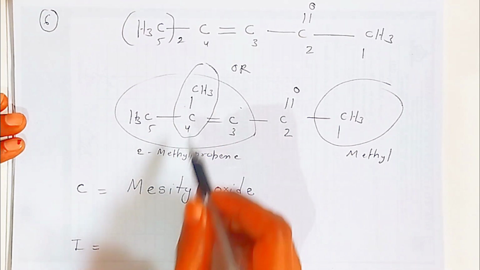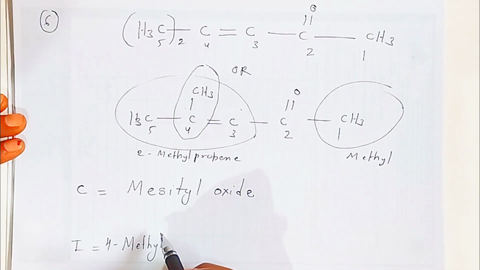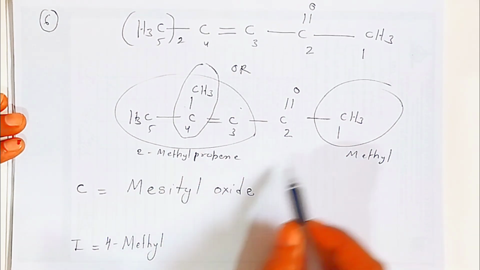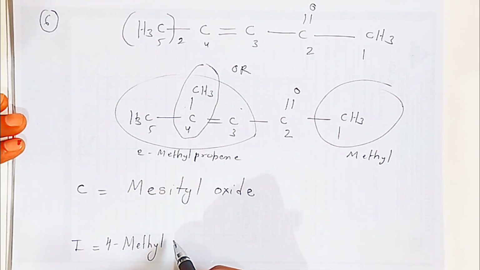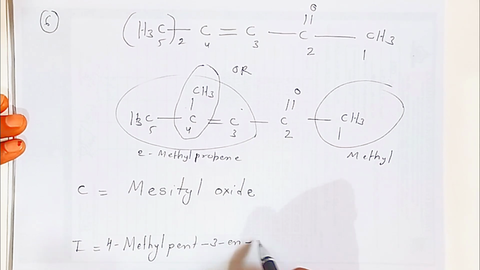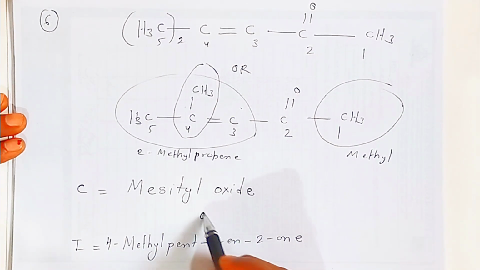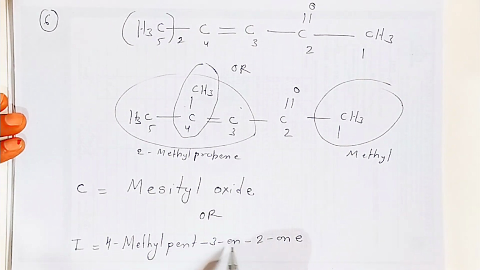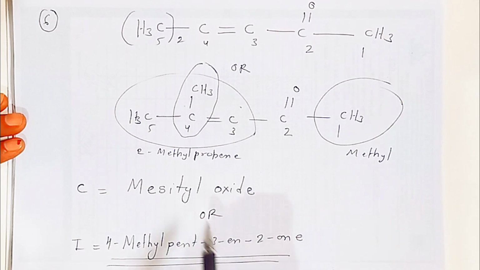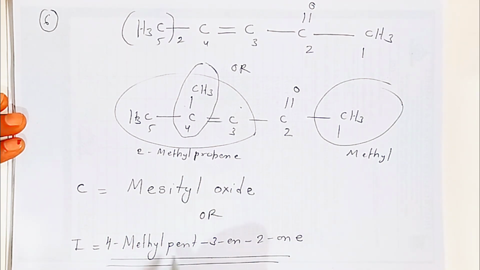This is nothing but 4-methyl. The longest chain of carbon is what? Pent, 5 carbon, so we call it pent-3-en, and at carbon number 2 there is a carbonyl group, so 2-one. So the name, students, is 4-methyl pent-3-en-2-one, which will be the name of this compound. So mesityl oxide is nothing but 4-methyl pent-3-en-2-one.